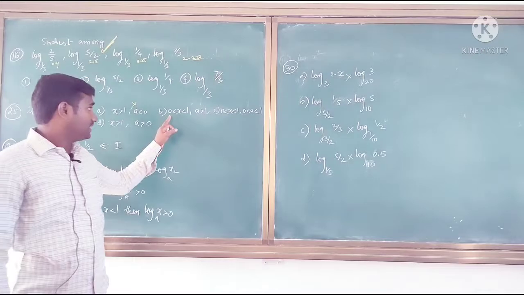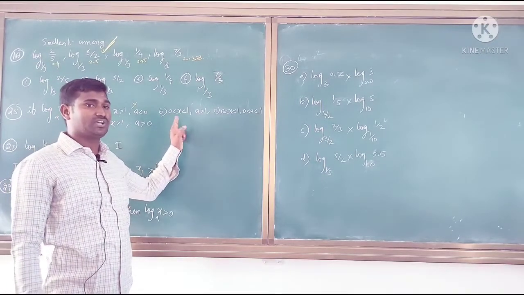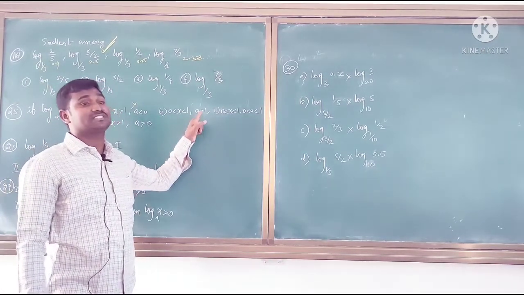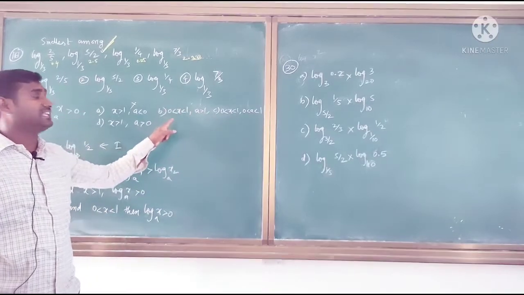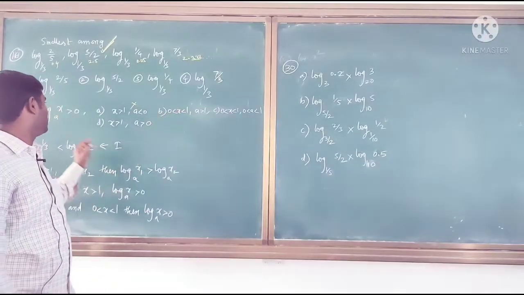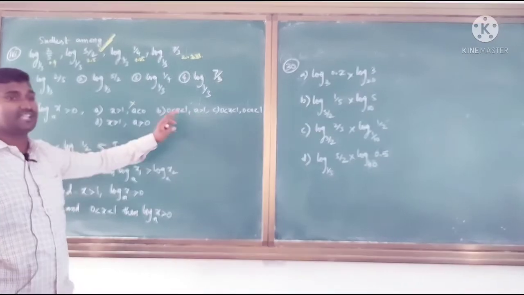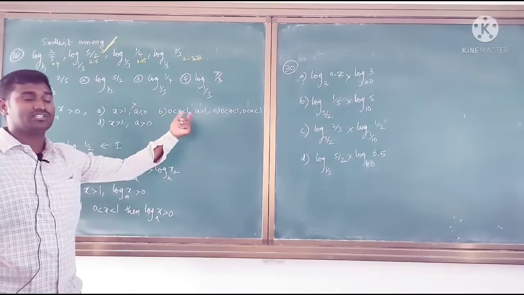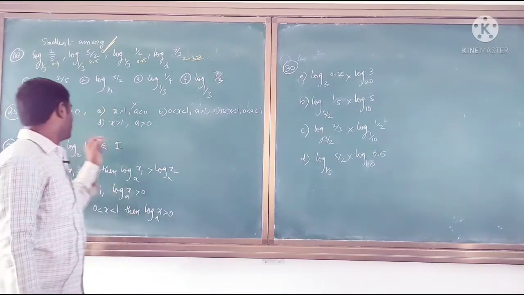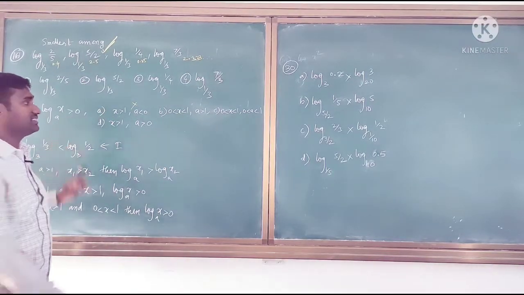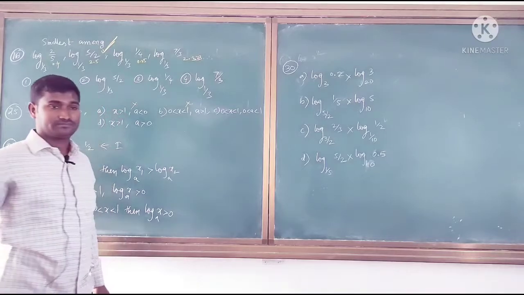Next. If x lies between 0 and 1 and a is greater than 1, this value will give a negative value. If a is greater than 1 and x lies between 0 and 1, it is less than 0. But they have given greater than 0. So this option is also eliminated.